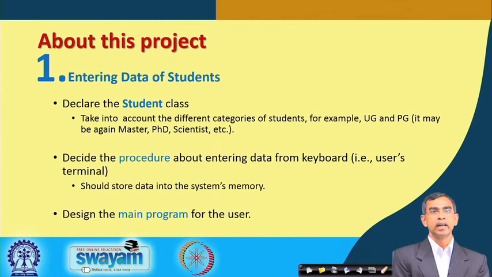Here the idea is that you have to declare a class, and you can name the class Student. This is because we are going to enter the record or information about a student. So, there should be a class declaration for that. Now, this class should take into account the different varieties of students. Students may not be uniform; there may be different categories, like some students studying only an undergraduate course, some a postgraduate course, namely MTech or PhD. There may be some higher than the PG course also, say a postdoctoral fellow or scientist.